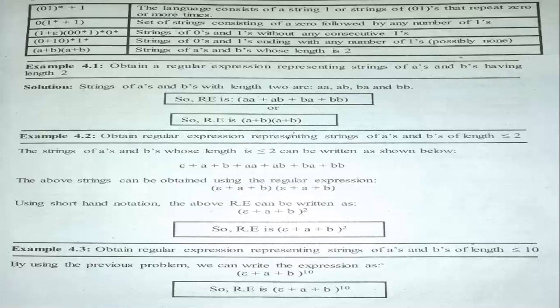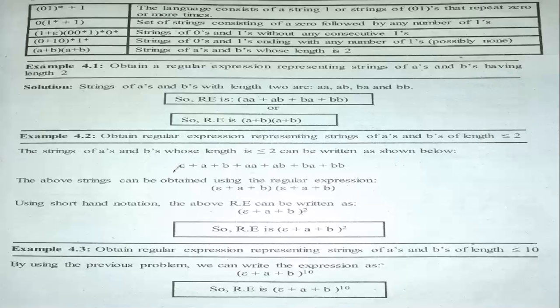Then later, obtain a regular expression representing strings of A's and B's of length less than or equal to 2. In the previous question, length was equal to 2, but here length is less than or equal to 2 now. So how can we do this? First we need to list out everything we can generate with A and B of length less than or equal to 2, and see how we can write it.